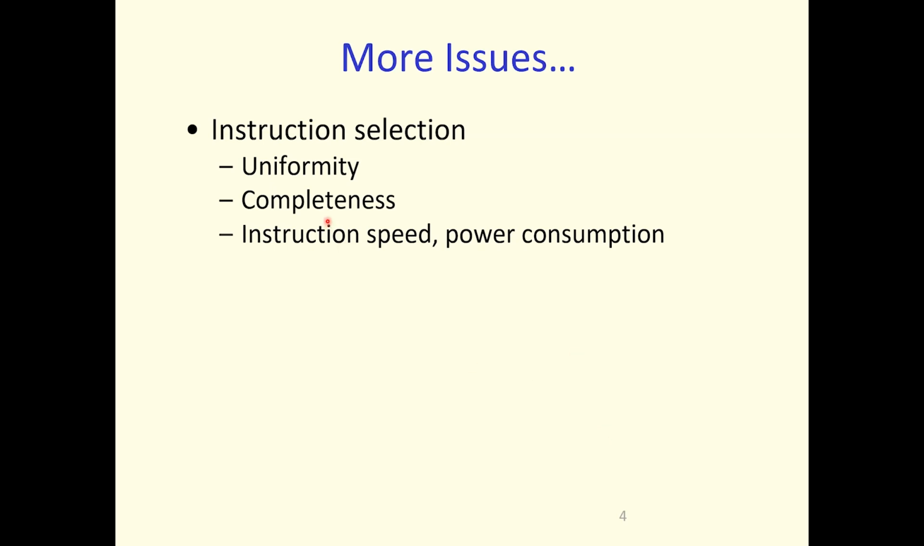The instructions should be complete with respect to the source language, in the sense that everything present in the source language, you should be able to express in terms of the instructions that are there. And finally, one of the important things is speed as well as power consumption. If you are generating code for a supercomputer, you will not worry that much about power consumption. Supercomputers or large computers will anyway use a lot of power. On the other hand, if your code is supposed to run on a mobile device, you will worry less about instruction speed and more about power consumption.